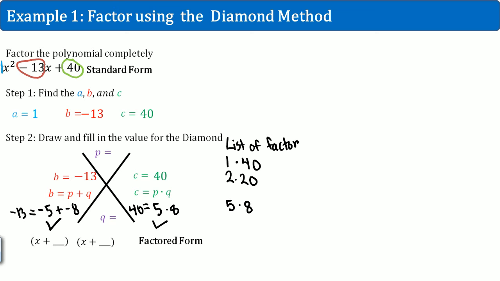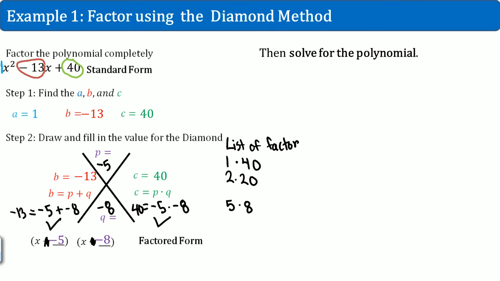So that checked out. Let me go back here and double check on this side. Negative 5 times negative 8. That still got me my 40. So that checks out. My two numbers here are P equals negative 5, Q equals negative 8. So my factors would be (X minus 5)(X minus 8).